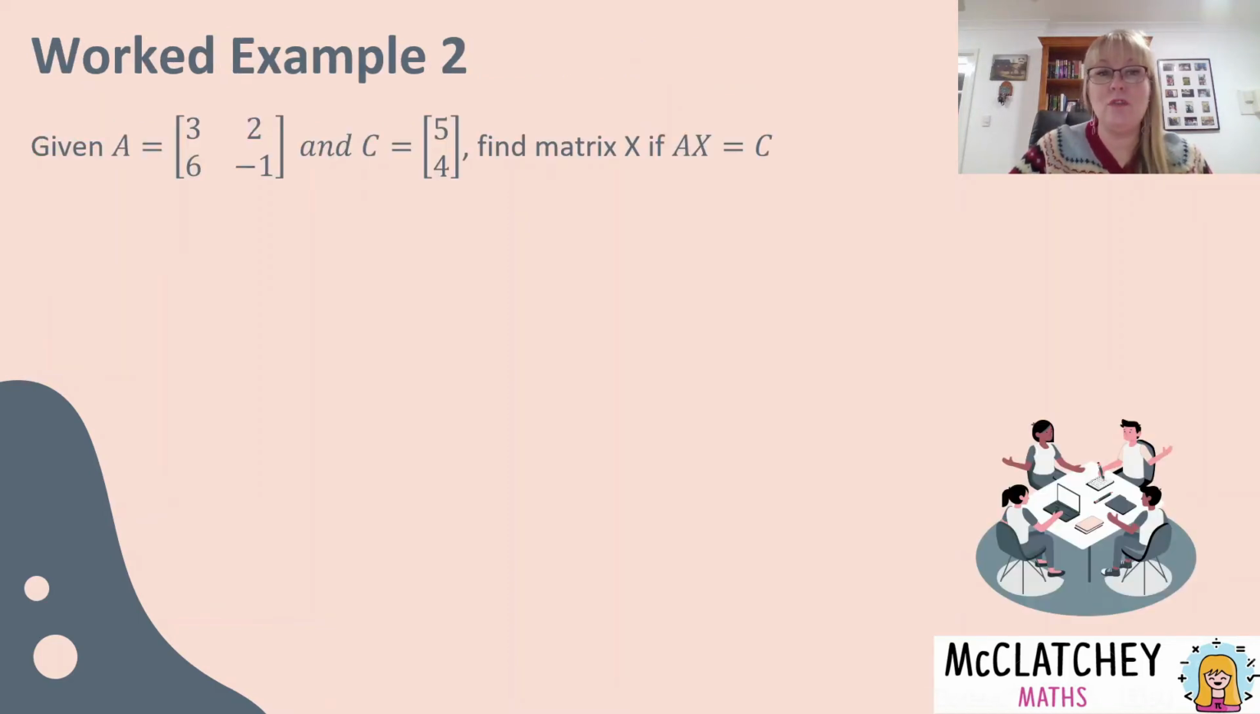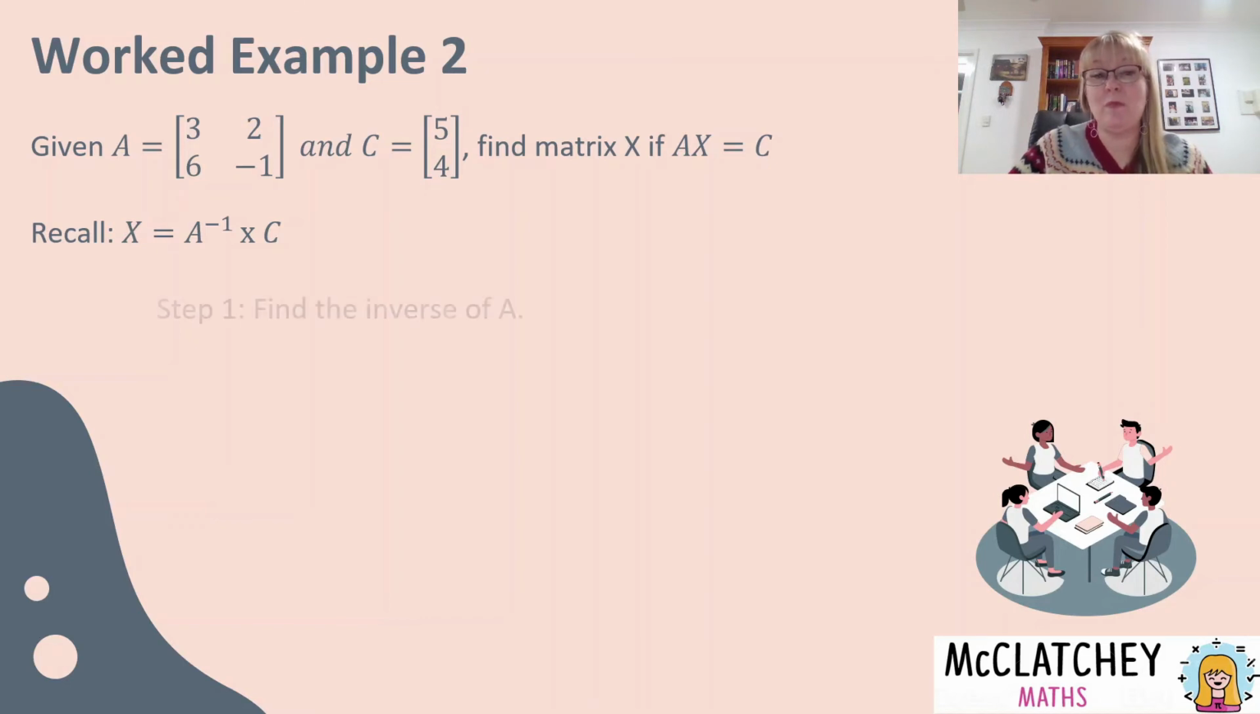Now we can actually do that. So let's do that with a worked example. I've got matrix A, I've got matrix C, and I want to find matrix X if AX equals C. So let's do some substituting. I would recall that little rule that we just developed on our previous slide: X is going to be the inverse of A multiplied by C.